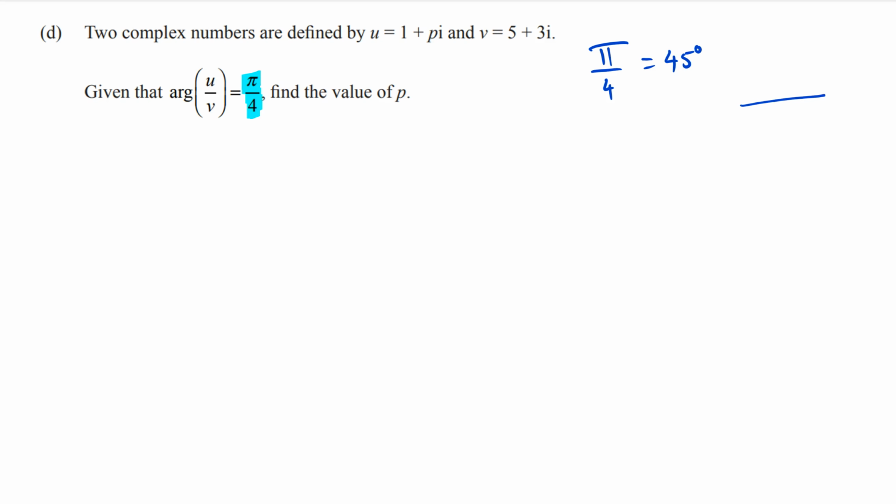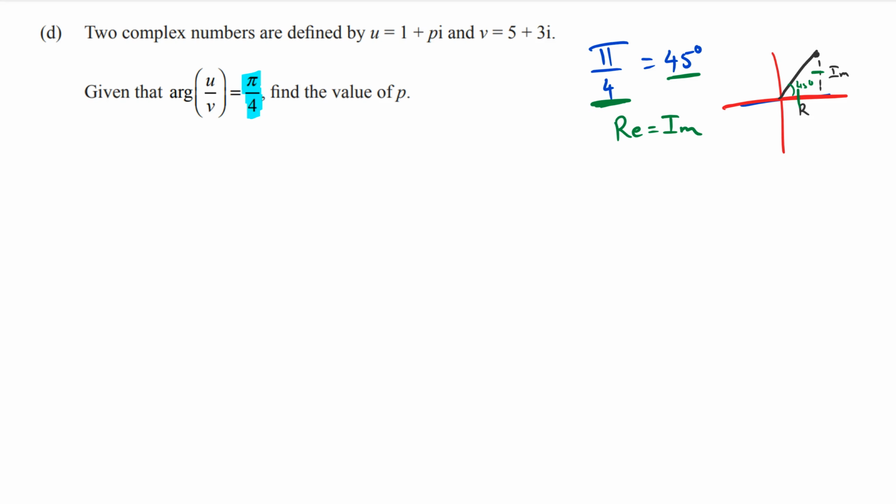And remember, 45 degrees happens when you have a complex number where the real part equals the imaginary part. Because if they are equal to each other, then what you're working with is an isosceles triangle, and then that is equal to 45 degrees. So real equals imaginary whenever you see 45 degrees or pi over 4.